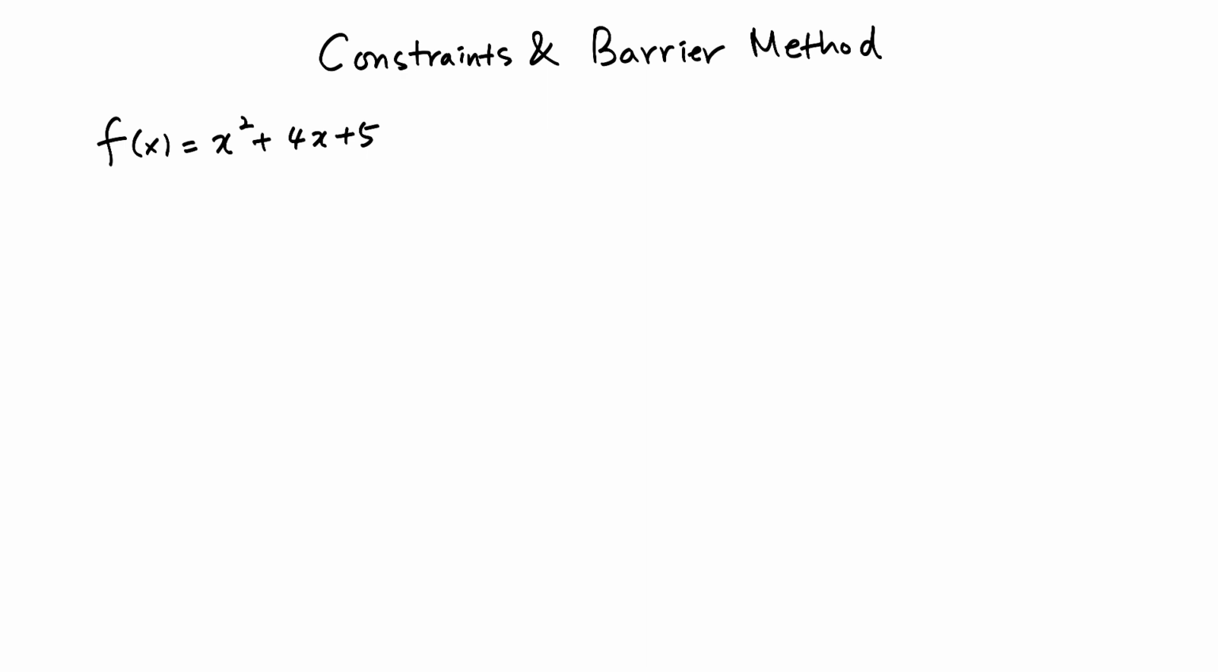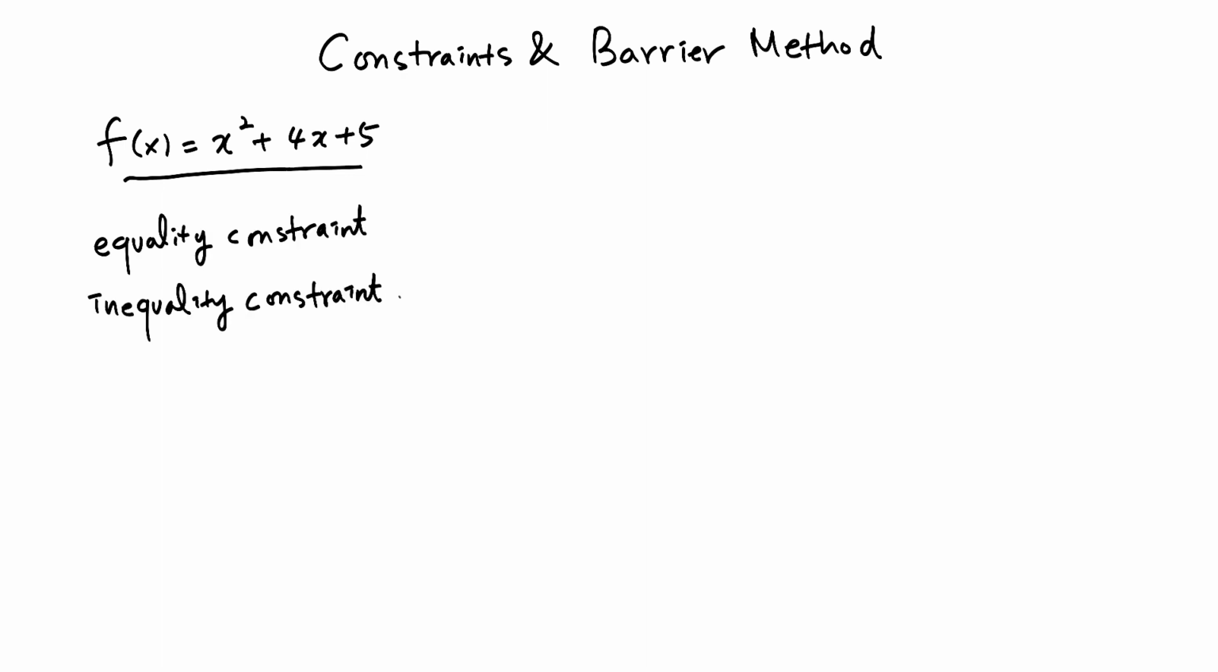Now I want to talk about constraints and the barrier method. So we have a function here, f(x) is equal to x squared plus 4x plus 5. And we can have two types of constraints. One is equality constraint. The other one is inequality constraint. So for this function, equality constraint will be something like this: x is 5. x can be only one value. Our optimal x should be also 5 to satisfy this constraint.